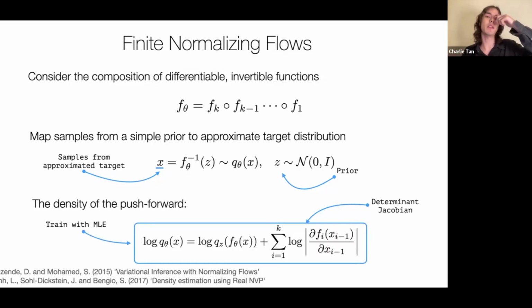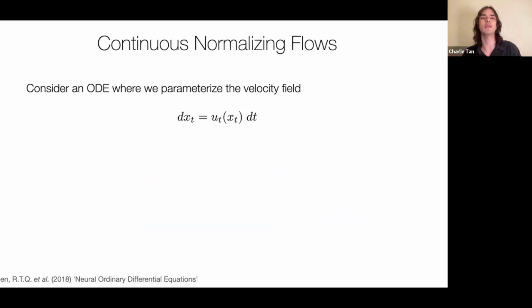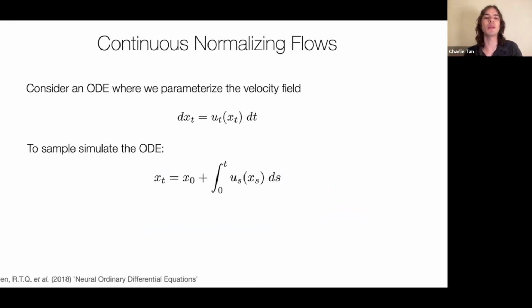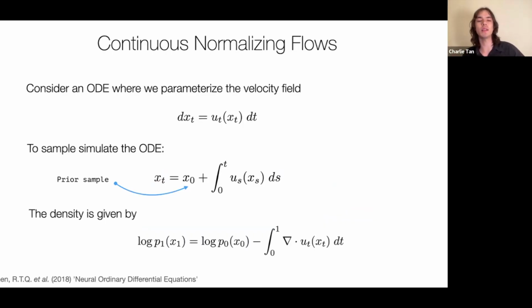And here we have a finite number of functions f, but if you were to let this tend to infinity, you would recover a continuous normalizing flow. And so this is normally introduced as considering an ODE where you parameterize a velocity field, u of t. If you want to sample, you can draw a sample from the prior and then simulate the ODE to get an approximate target sample. You can also compute the log density using the change of variables formula, at least the continuous variant of it. But this is quite expensive because it requires the integration of the divergence of the vector field.